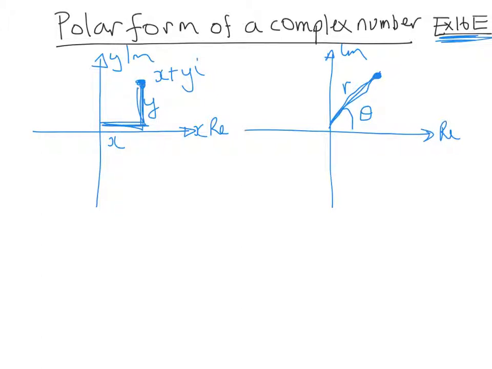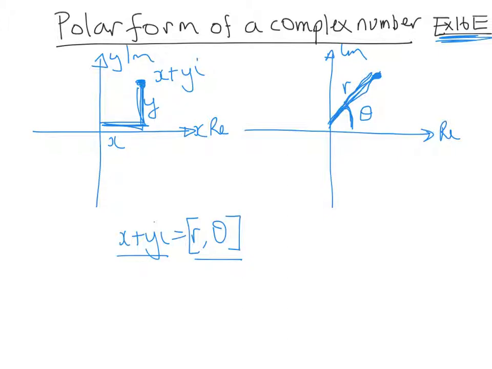How far across do we go, then how far up we go. But this one says what is the distance from our origin to the point in a straight line, and what is the angle between the positive real axis and the line that goes straight to the point. Well, these are both different ways of defining the same point. So we could say that x plus yi is equal to r, theta. Now this is polar form, this is rectangular form.